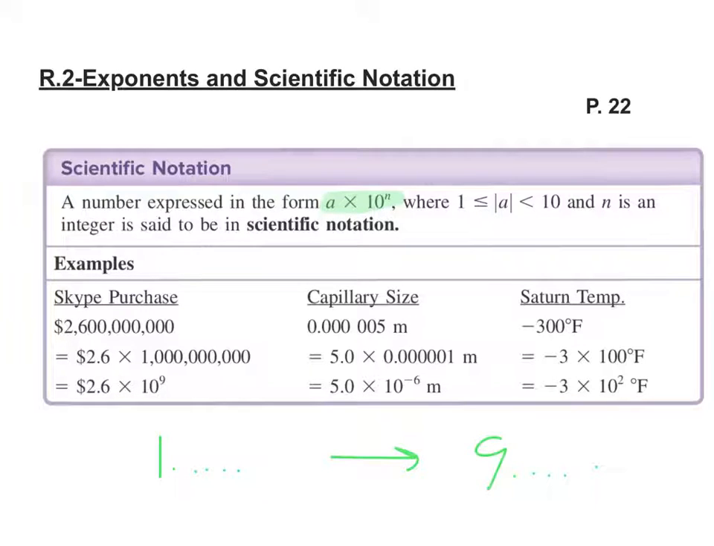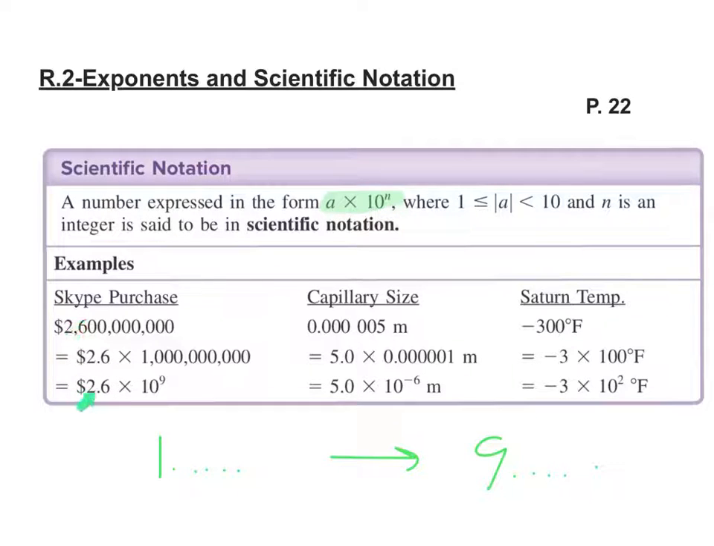So there's only ever one digit to the left of the decimal. That's scientific notation. It has to be between 1 and 9.99999. Okay? It can't equal 10 because then that's two digits to the left of the decimal. It can't be less than 1 because then there's a 0 to the left of the decimal. Okay? So notice over here, we've got lots of different examples.